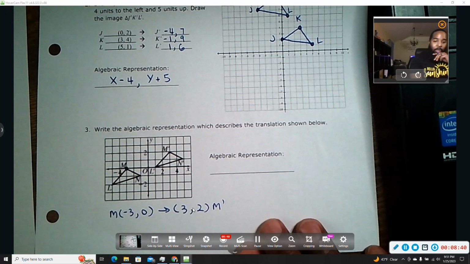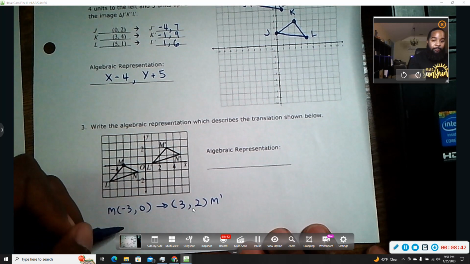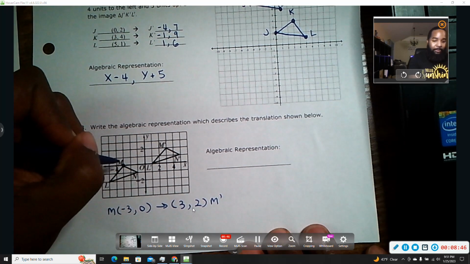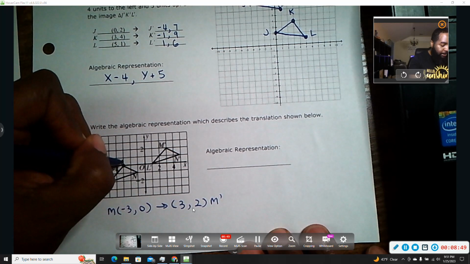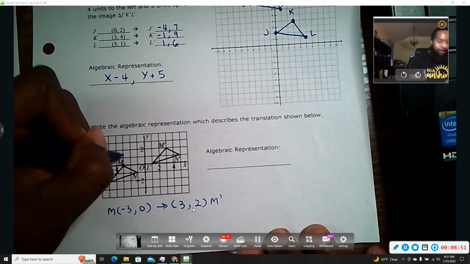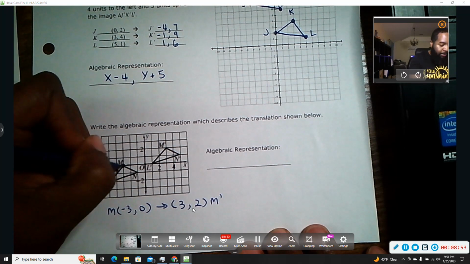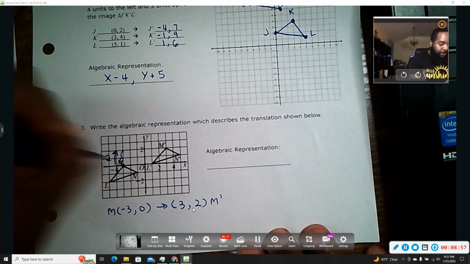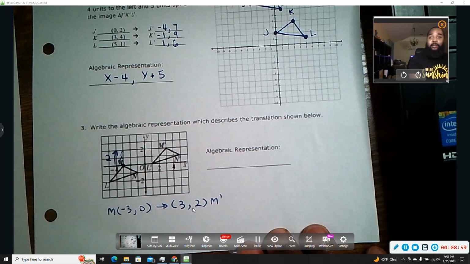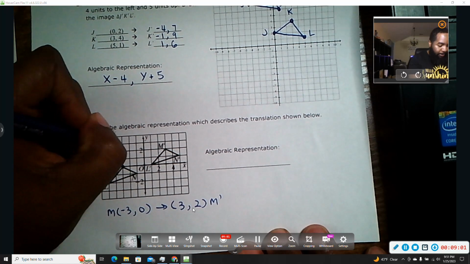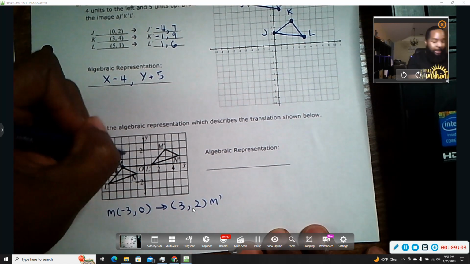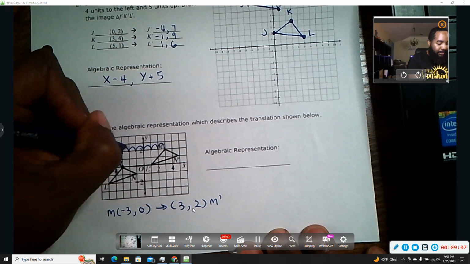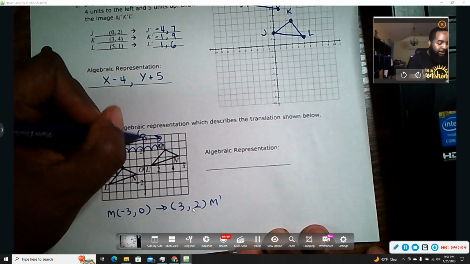So what happened for me to go from negative 3 to positive 3? Well, what we're going to do is first we're going to shift up because we want to see how much we went up. We're going to go from M to M prime. So that's 1, 2. So we've gone up 2. So we figured out our Y value already. And then we're going to go across until we get to the M. So that's 1, 2, 3, 4, 5, 6. We went to the right 6.